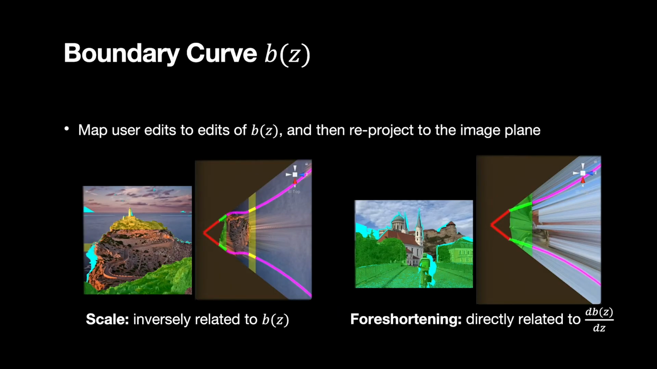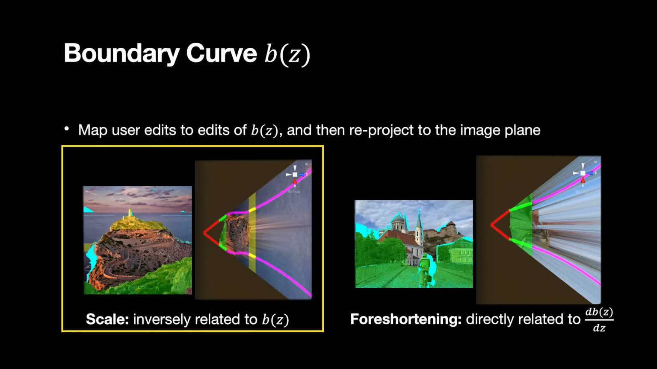And specifically, we map user edits to edits of the boundary curve, and then use the new boundary curve to reproject the scene. In ZoomShop, users can adjust scale and foreshortening of different depth regions. As shown before, scale is inversely related to B of z. We can also use B of z to adjust foreshortening, which is directly related to the slope. And I will walk through an example of each. First, let's take a closer look at changing scale.